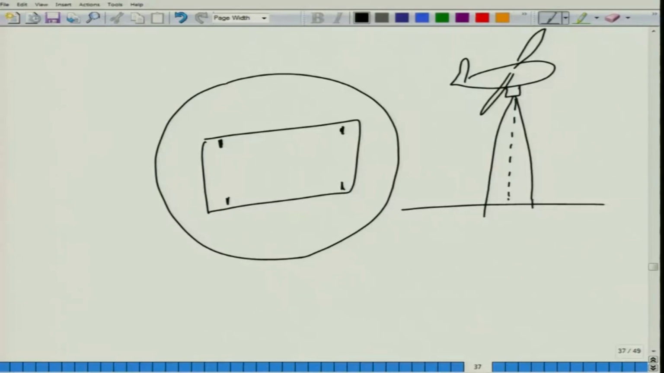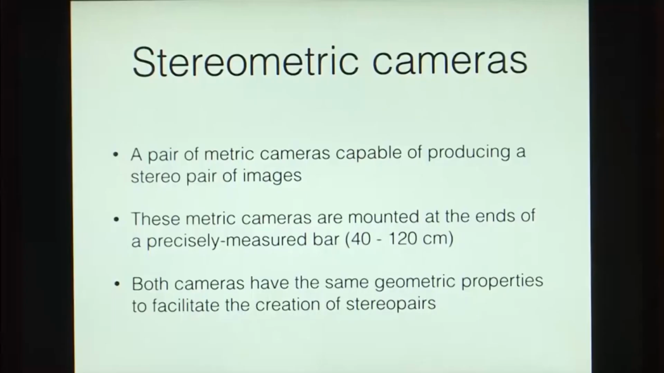We also have some things known as stereometric cameras. So, if we go back to the slide now, stereometric cameras are a pair of metric cameras capable of producing a stereo pair of images. What that means is, these 2 cameras mounted on the aeroplane would be taking pictures simultaneously, and because these cameras are very much like our eyes, so we have 2 eyes that are looking at the same object, they will be able to give us a stereo pair from which we would be able to get all the depths.